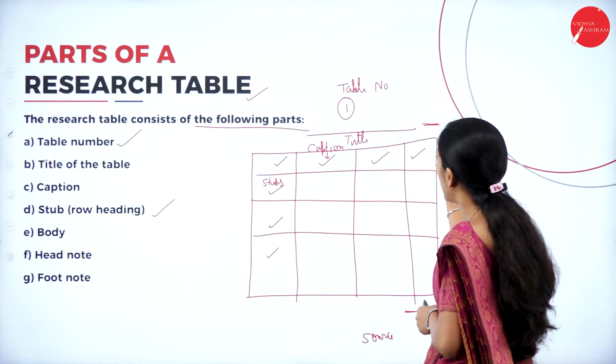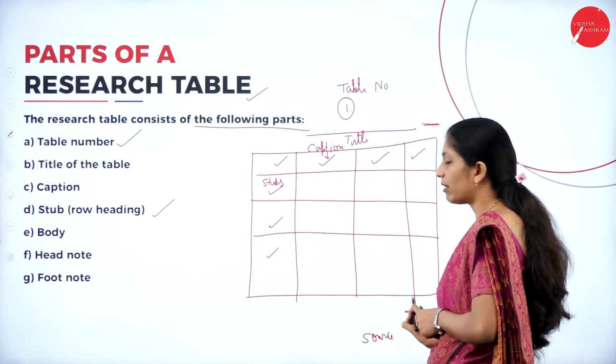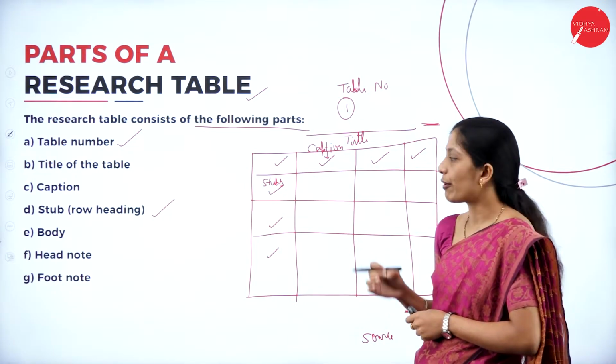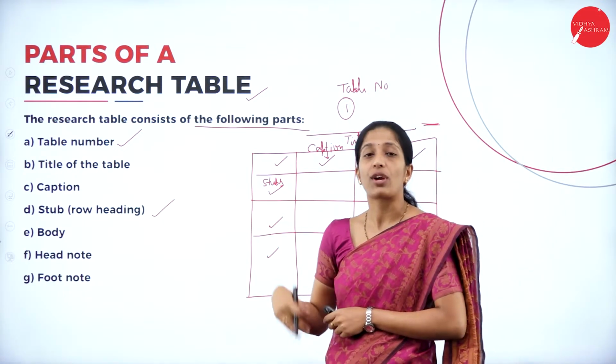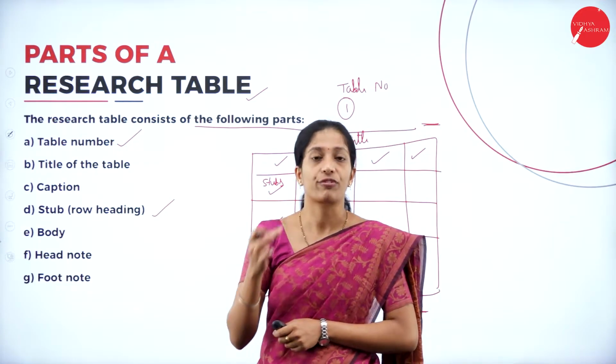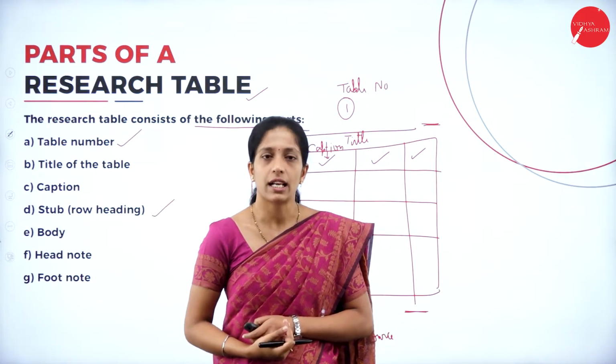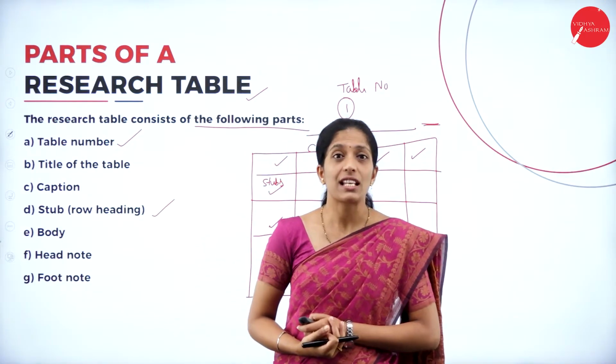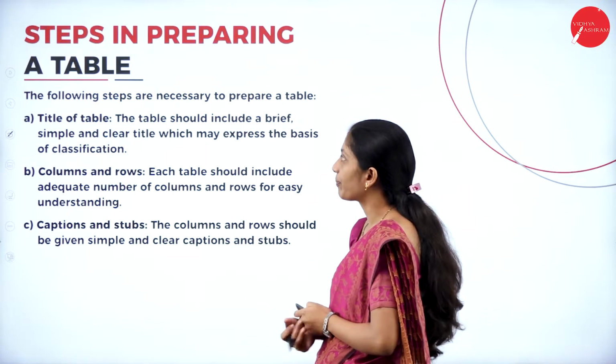Then it should have a head note and below it should have a footnote. And it also may contain the source from where we have collected this table or from where the information has been collected. So these are the various parts of a table.